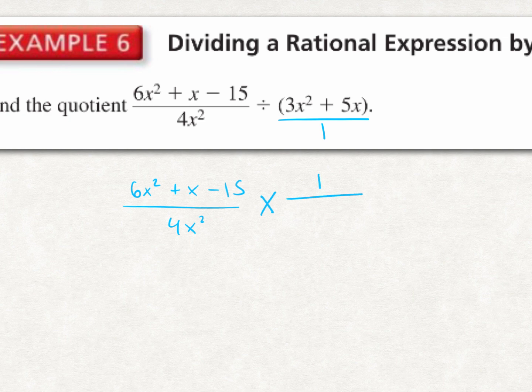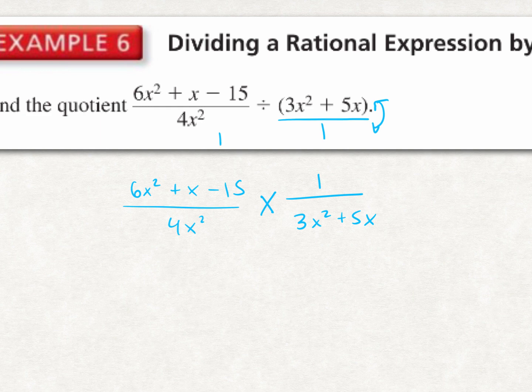So it now becomes 1 over 3x squared plus 5x. Don't forget to flip the second fraction. That's probably the most common mistake that people do. They'll change to multiplication but forget to flip. So that 3x squared plus 5x over 1 becomes 1 over the 3x squared plus 5x.